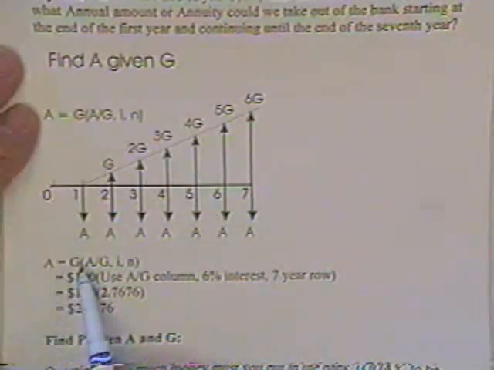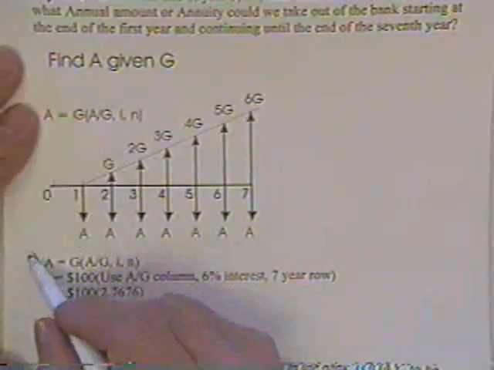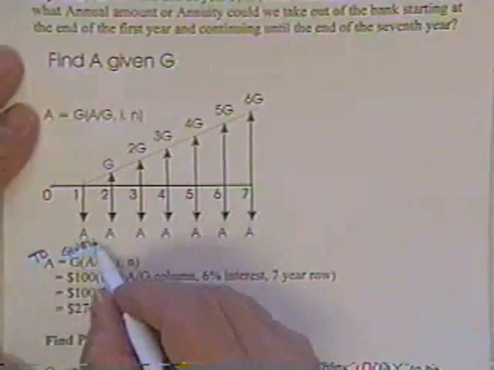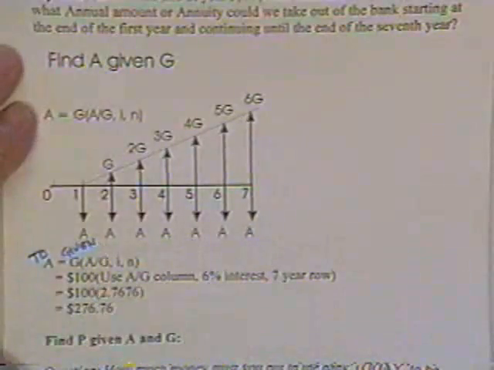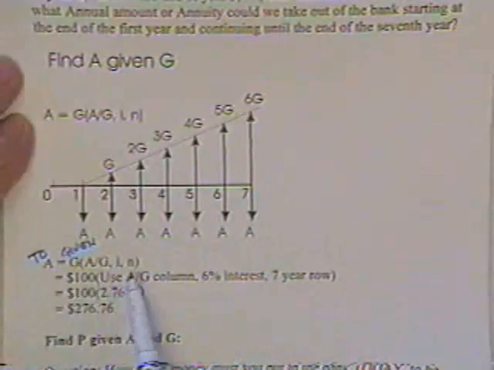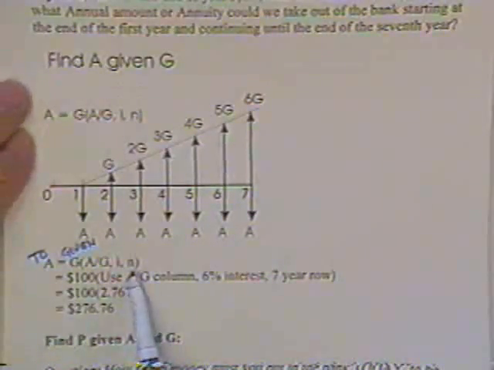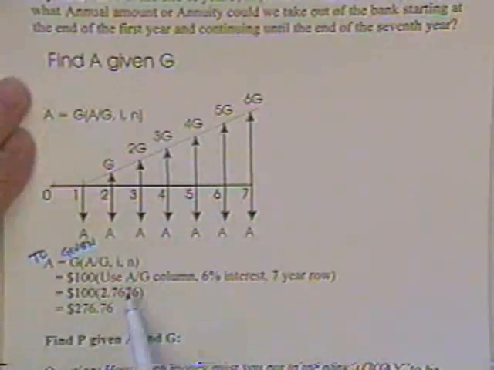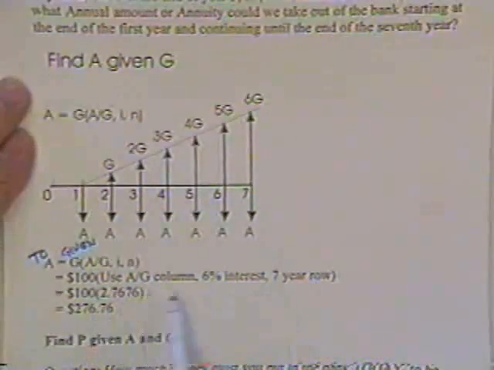2A given G, that's the way our book uses it, 2A given G. Then I would use the A over G column, the I percent, the N years. The gradient that I told him I will be able to pay back is $100. So I use the A over G column, 6% interest, 7-year row.